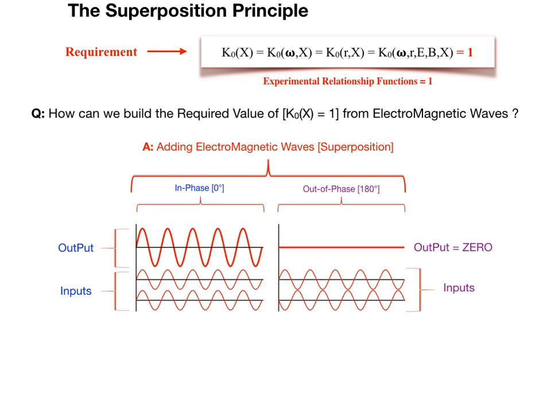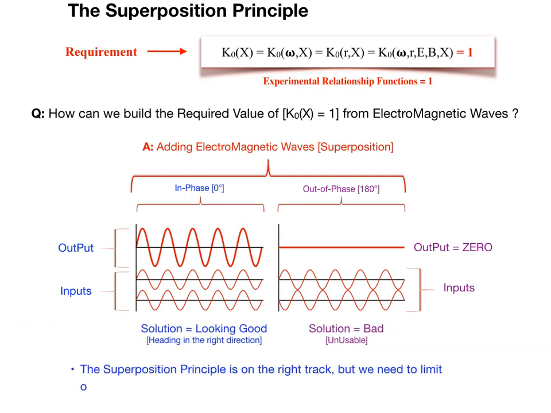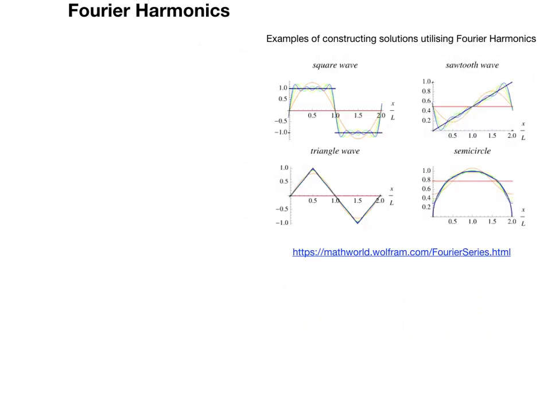So, what is the key takeaway from this illustration? The superposition principle is on the right track, but we need to limit ourselves to a final solution where all waves, to be added together, are in phase. Well, does an off-the-shelf solution exist for us to use? Fortunately, it does. Let's take a closer look. On the right-hand side of this frame, you can see multiple examples of how it's possible to construct functional solutions utilizing Fourier harmonics. This is not a new technique.